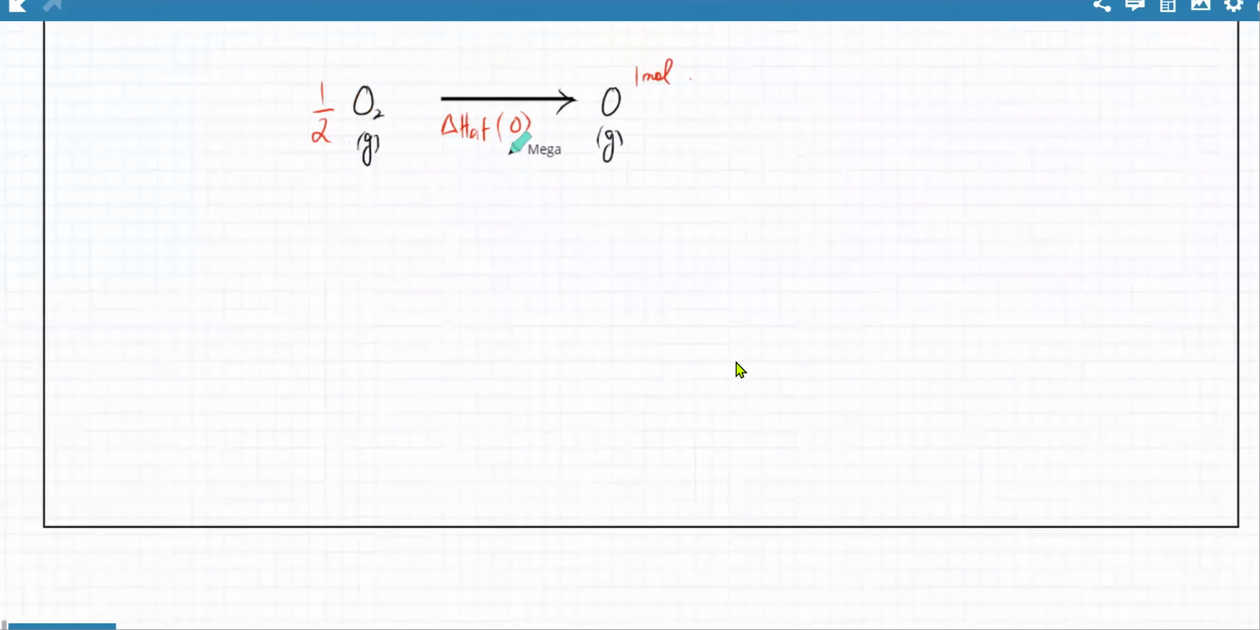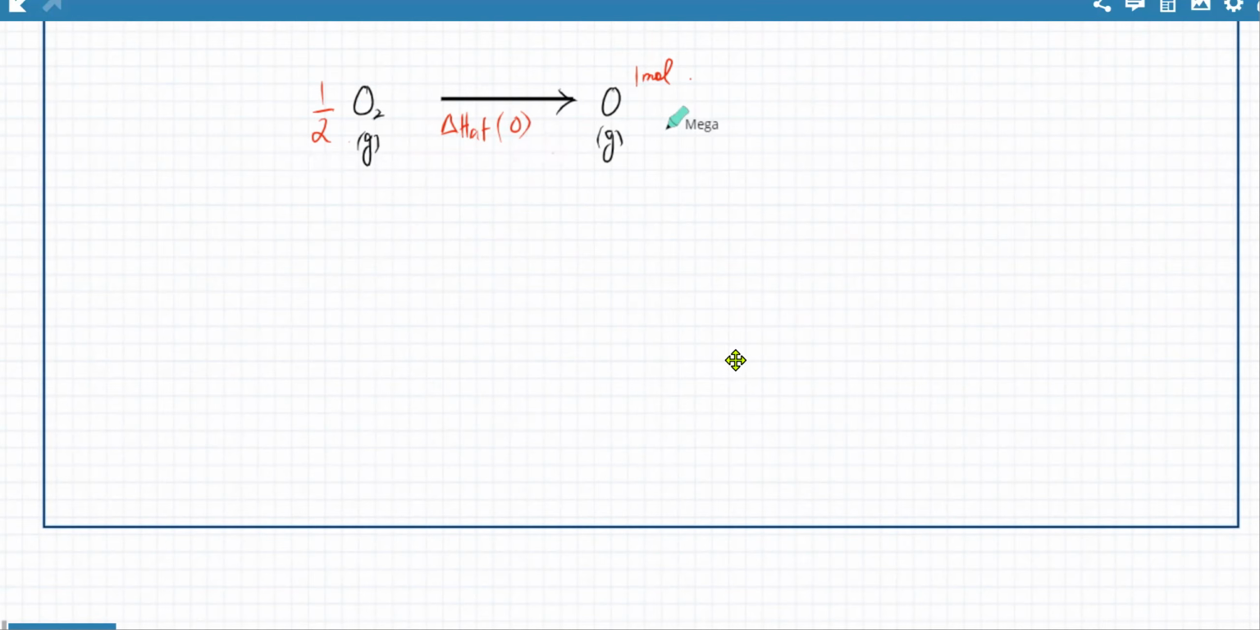Yes, Abdullah. So, sir, basically, we are converting constituent elements to their monoatomic form. Yes, exactly. Understood. See, so you're breaking all the atoms, which is why it's endothermic.